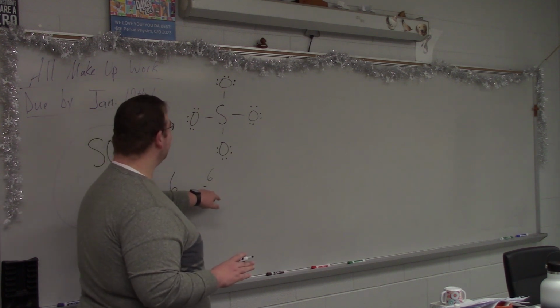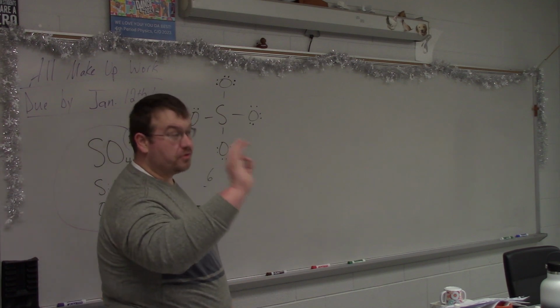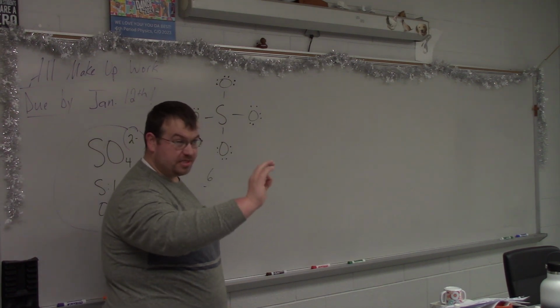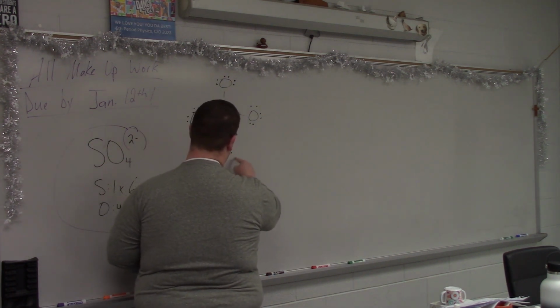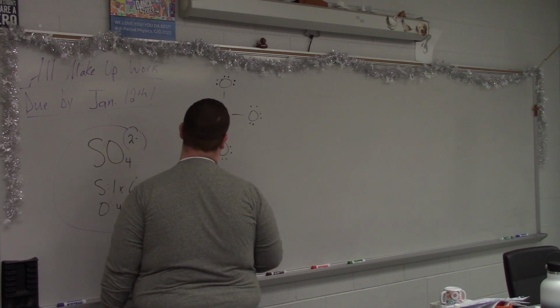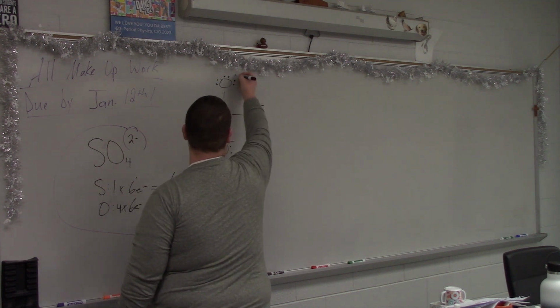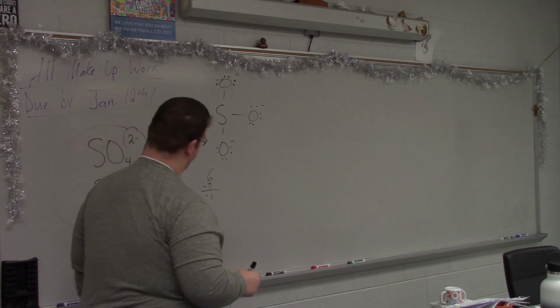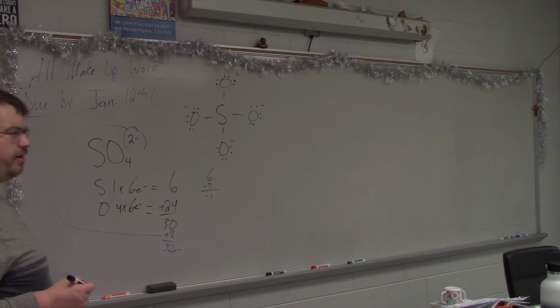So 6 minus how many valence electrons is each oxygen showing? Remember, we're checking charge. What's the bond count when we check charge? 1. So each one of them is showing 1, 2, 3, 4, 5, 6, 7. 6 minus 7 is -1. Holy moly, it just clicked. Every one of these oxygens has a negative charge. It makes sense. This is weird.